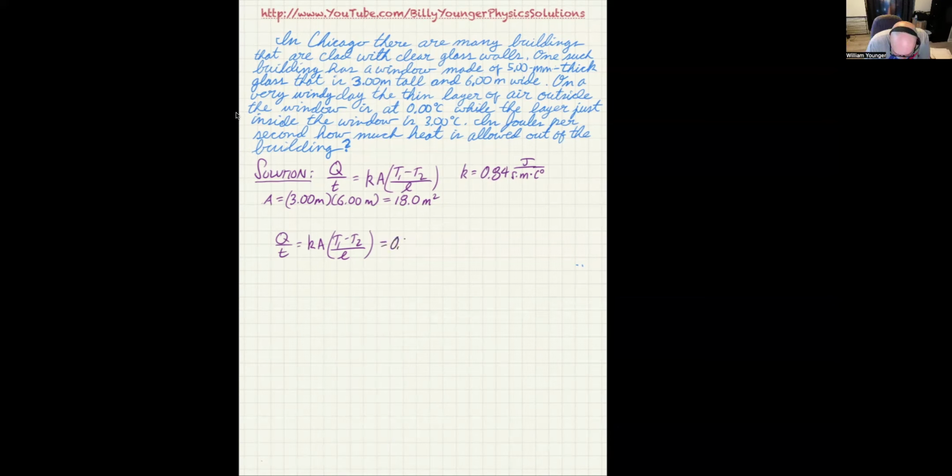It's going to be 0.84 joules per second meter Celsius degrees times the area, which is 18.0 square meters, times, in this case, 3.00 degrees Celsius minus 0.00 degrees Celsius. I obviously made up these temperature values specifically so I could try to get 3 sig figs from everything.